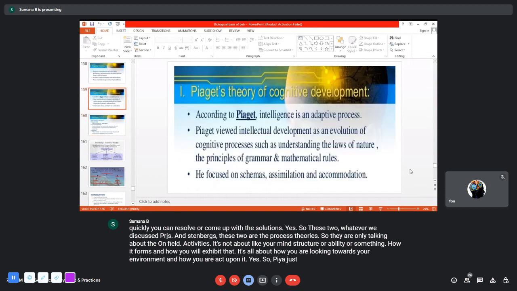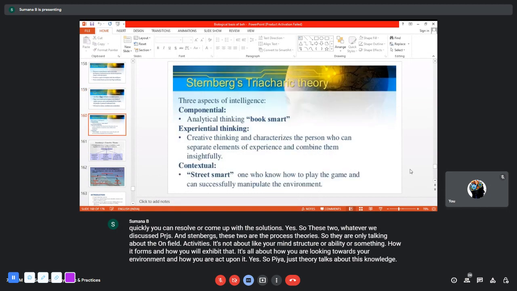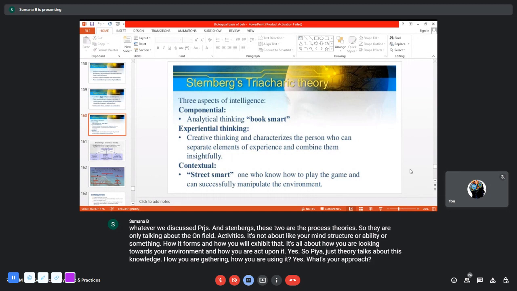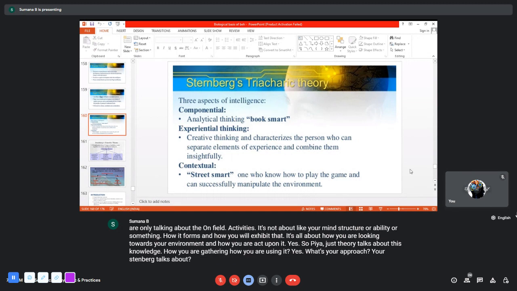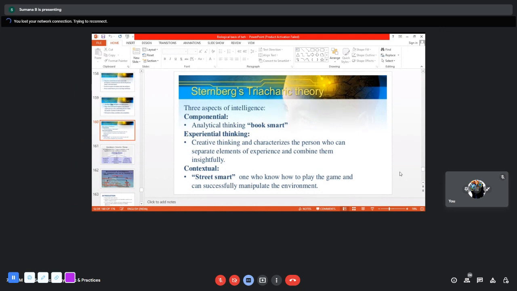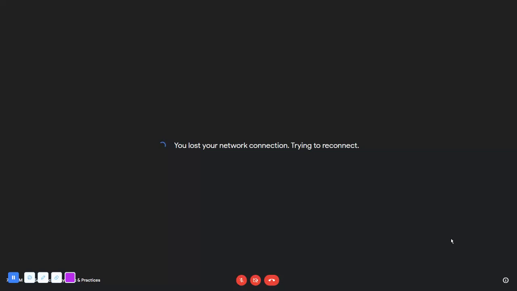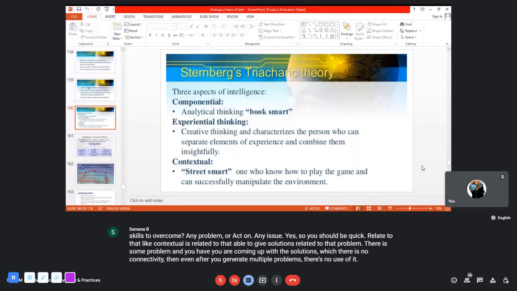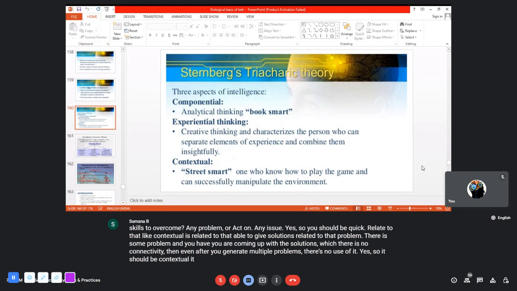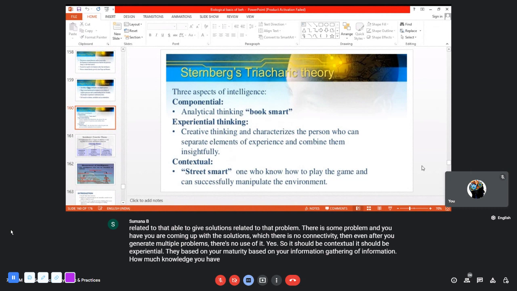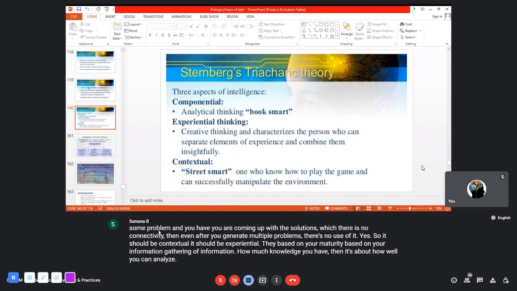So Piaget's theory talks about how you are gathering knowledge and how you are using it. What's your approach? Here, Sternberg talks about how you are utilizing your cognitive skills to overcome the challenges. If you generate multiple problems, there's no use of it. So it should be contextual, it should be experiential, based on your maturity, based on your gathering of information, how much knowledge you have. Then it's about how well you can analyze or understand.